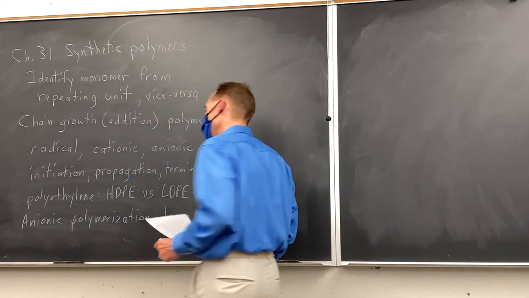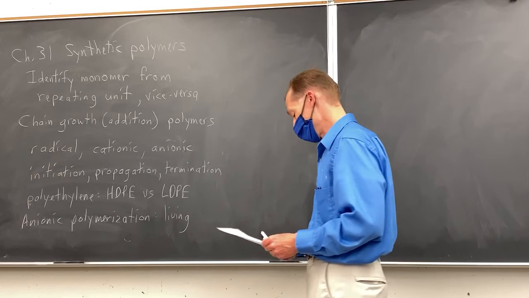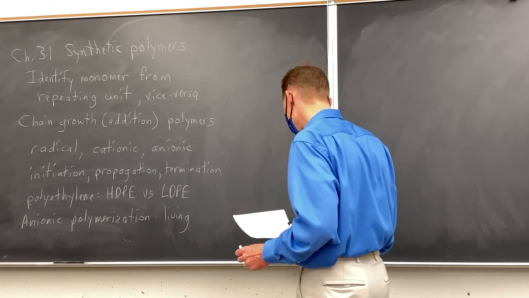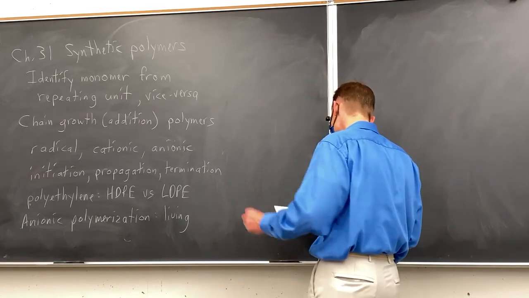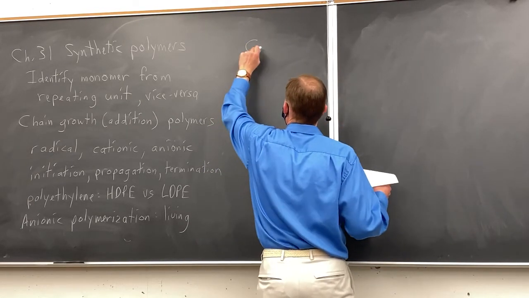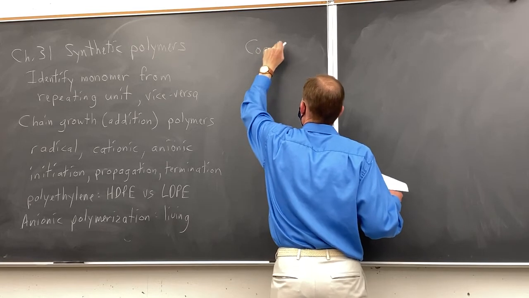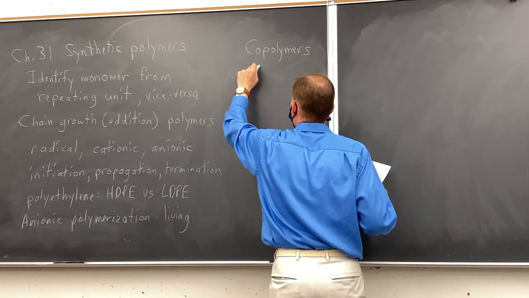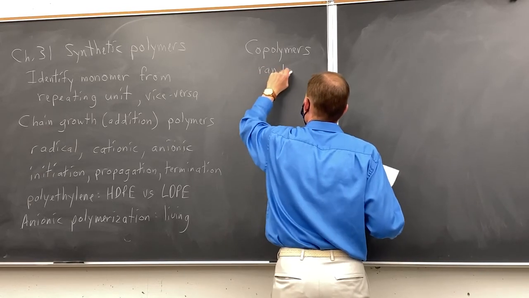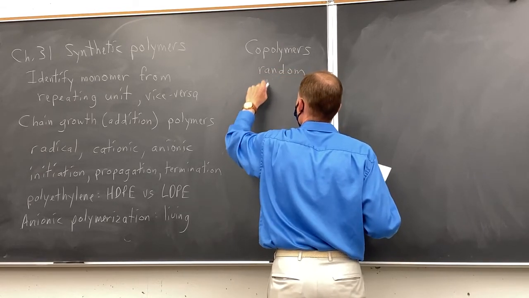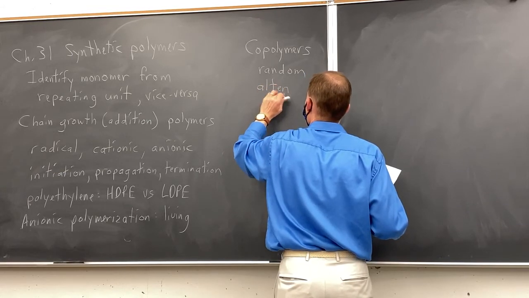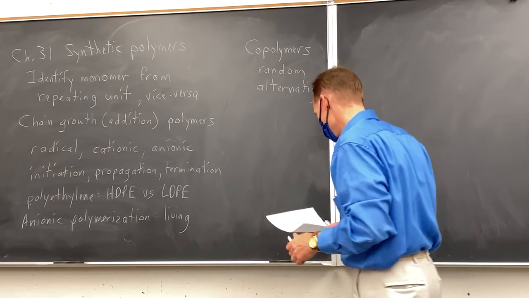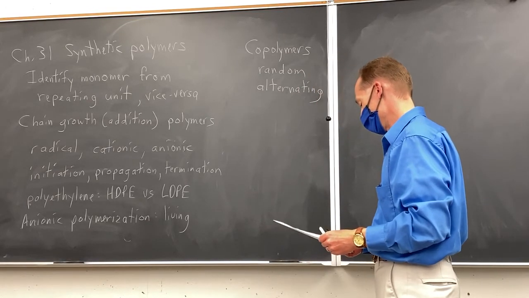So understanding what living polymerization means, that's important. Okay. We learned about copolymers. So understanding the definition of copolymers. We have two types of copolymers. We have random copolymers. We have alternating copolymers. So understanding those and how they differ.